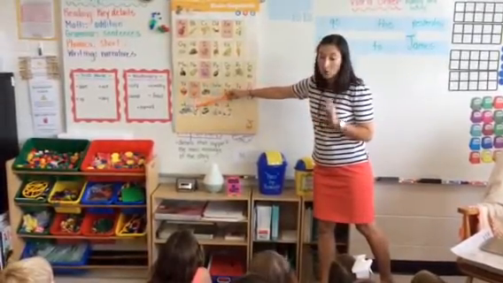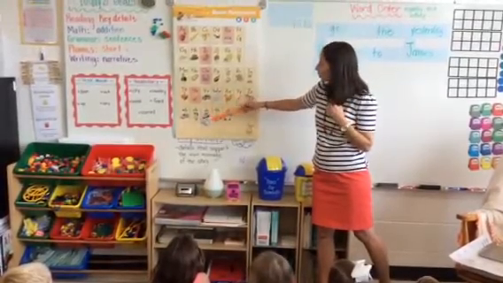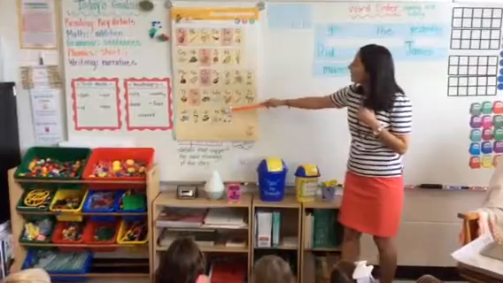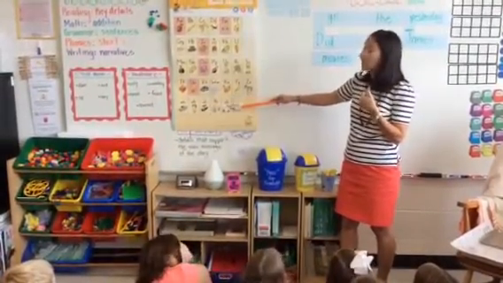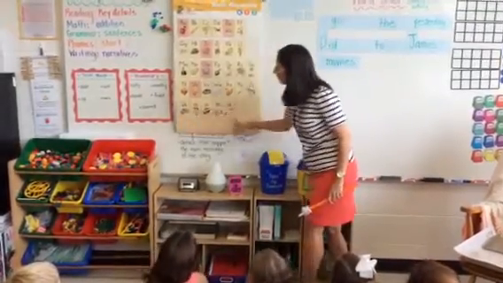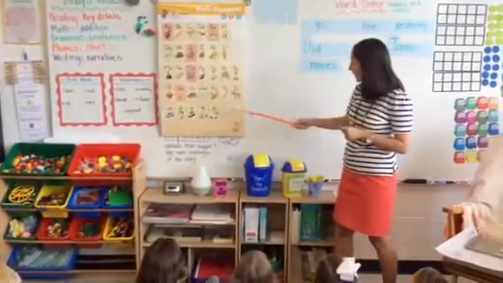WH, whistle, w. CH, chin, ch. SH, ship, sh. TH, thumb. CK, sock. And what do we call these letters? Digraphs. These are called digraphs.